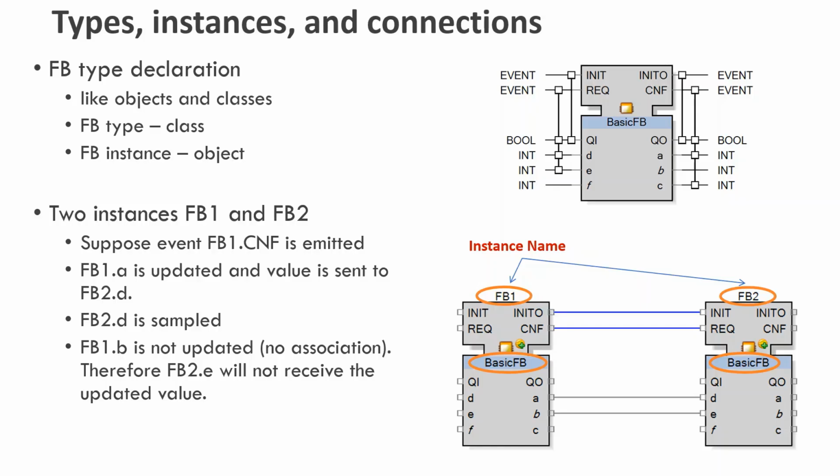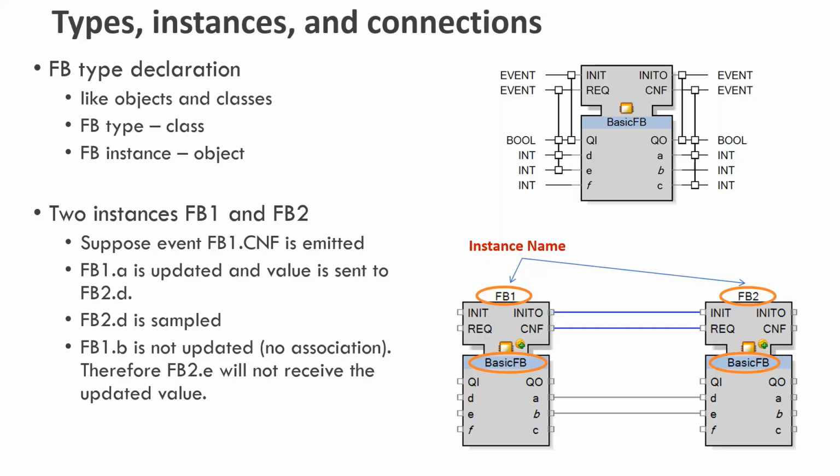So when we use function block types as instances and we connect them with event and data connections, we need to remember that the way the event and data will propagate depends on the definition of the type. Like in this example, let's see what will happen when the output event of a function block instance FB1 is emitted. In this case, the first thing is that the outputs associated with this output event are sampled and put on the line.